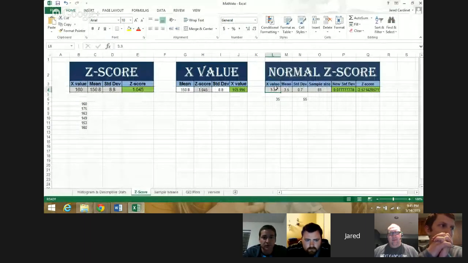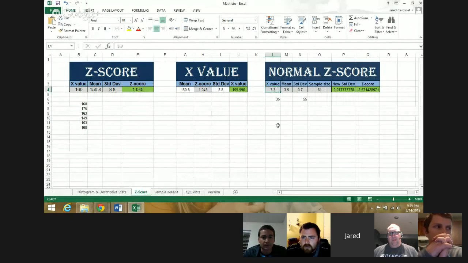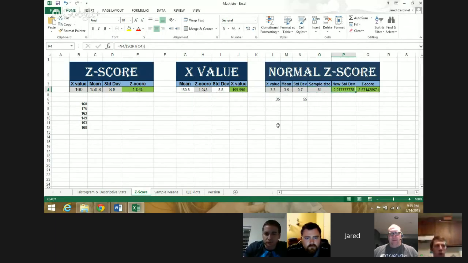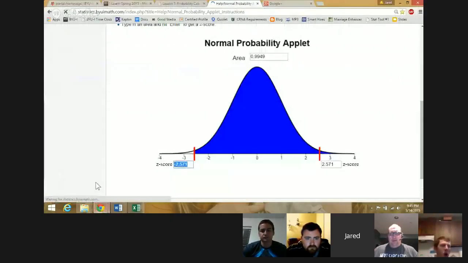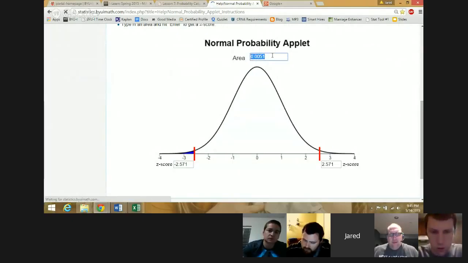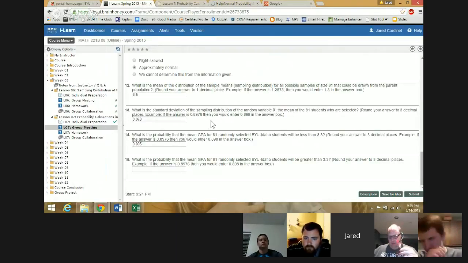The x value we're looking for is what's the probability that it's less than 3.3? And then the mean is 3.5, standard deviation is 0.7, sample size 81. So we get the new standard deviation in, and then we get negative 2.571. And we get 0.005, 3 decimals. So 0.5%, half a percent. 0.0051, correct? Well, you're only using 3 decimals though. So 0.005.